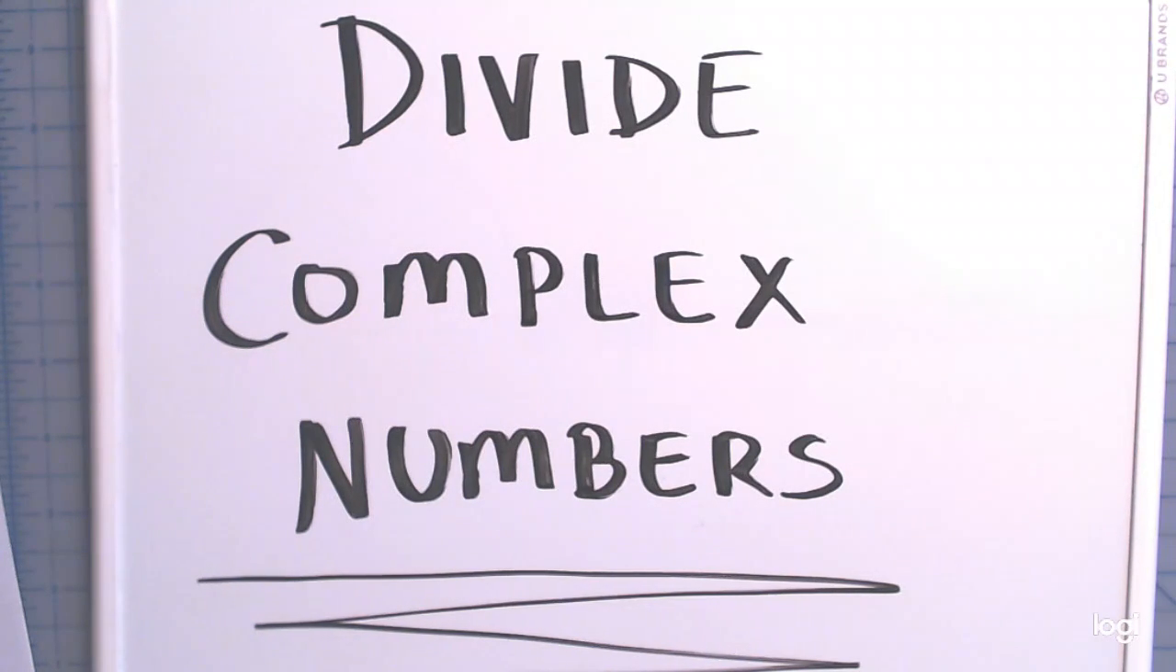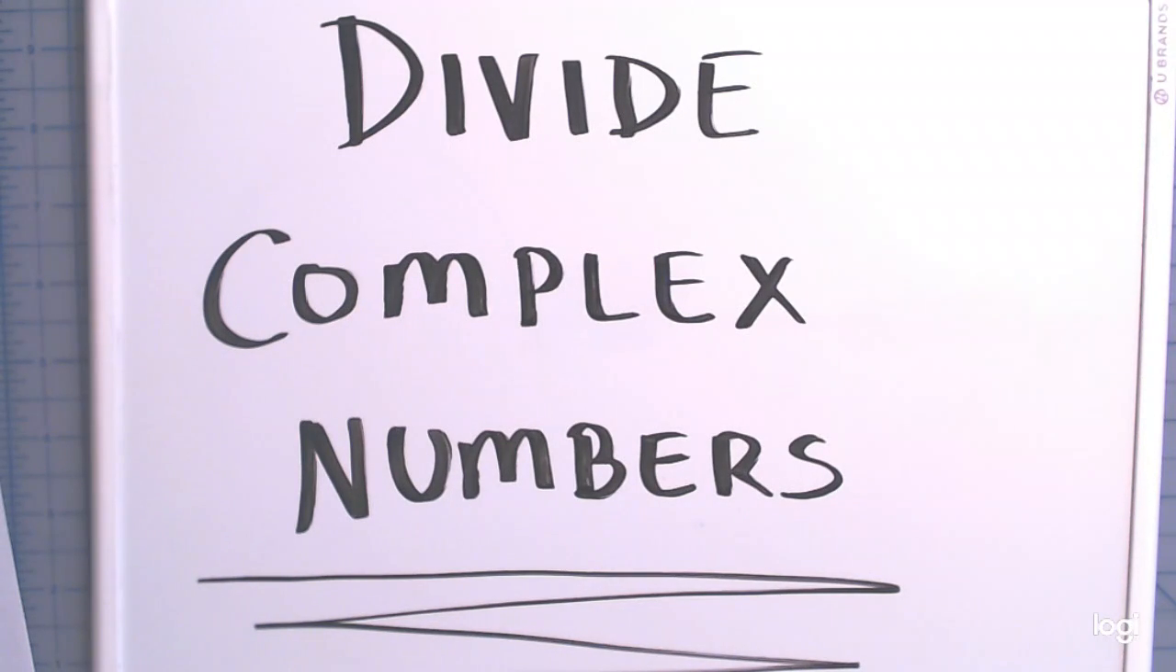So again, recall that complex numbers are of the form a plus bi, where a and b are real, and i is that principal square root of -1. Right? So whenever you see i squared, that's -1.